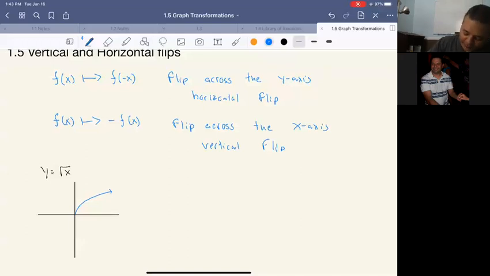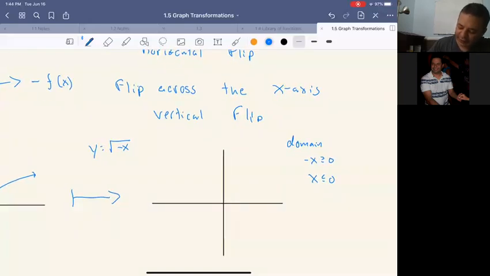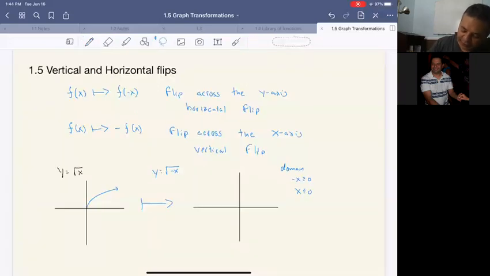Okay, now a horizontal flip, y equals square root of negative x. Well, that one actually kind of makes sense. That's why it's the example I chose. Because what is the domain here? Negative x should be bigger than or equal to 0, or x should be less than or equal to 0. So in this case, when we take y equals the square root of negative x, the graph's going to actually look like so.